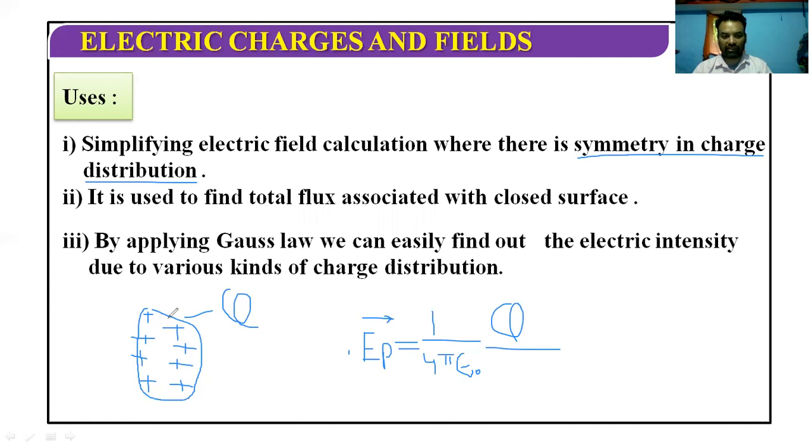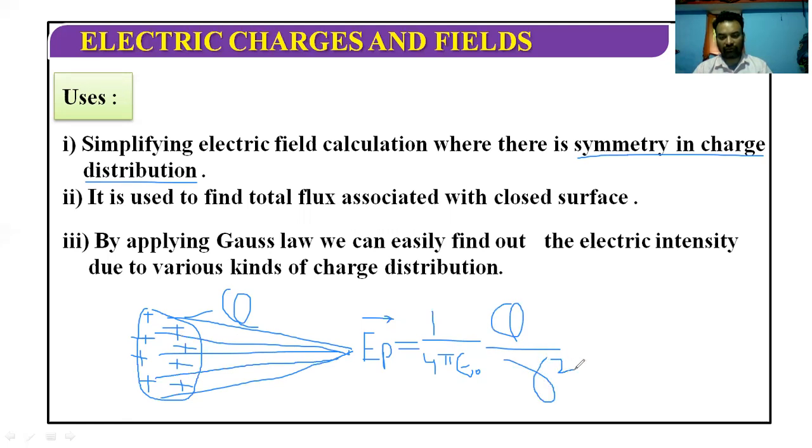But the problem is, from where can I take the distance of this point? From here, or from here, or from here? So the problem is of distance. So Coulomb law fails here, क्योंकि ये R का जो प्रॉब्लम है, R स्क्वायर, ये कहाँ से हमें मेजर करना है. So this is the problem with the Coulomb law.